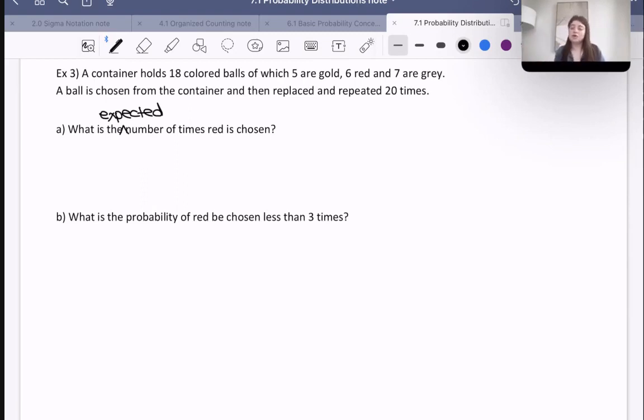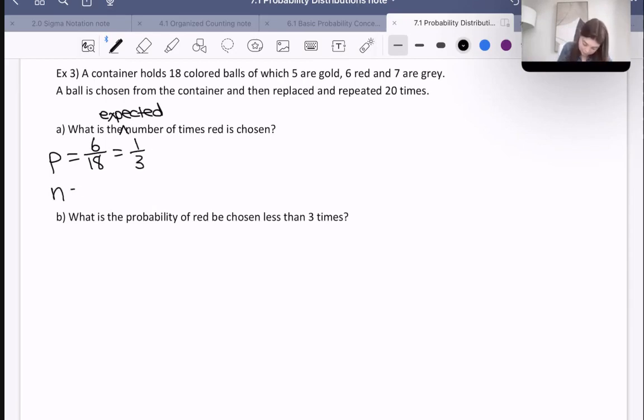So we don't actually know, right? However, what we can tell you is what's the expected number. How many times of doing this, of choosing a ball 20 times then putting it back, do we expect to get a red? Okay. So what's the probability of one success, of one red being selected in one trial? Well, we have 18 balls total and 6 are red, so I'm going to say it's 6 over 18 or 1/3.